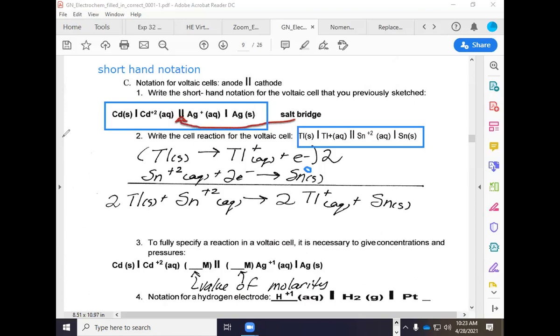Professor, is that TL? TL. That is thallium.